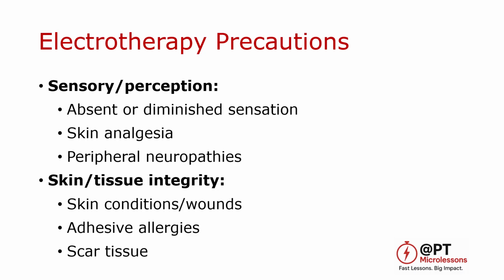Now, let's walk through some common precautions and why they matter, rather than just listing them. First, consider changes in sensory perception. If a patient has absent or diminished sensation, they may not feel excessive intensity or irritation. This increases the risk of skin injury or burns. This includes conditions like peripheral neuropathy or areas of skin analgesia.